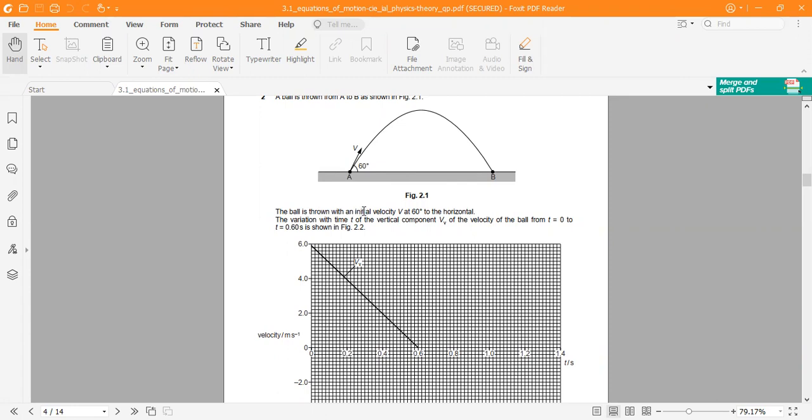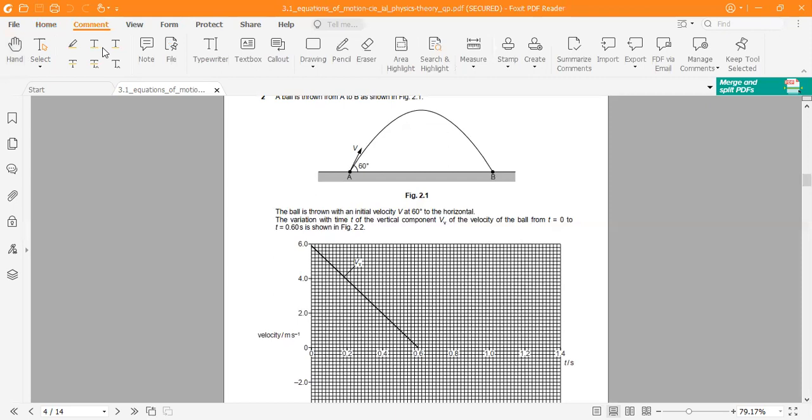The ball is thrown with an initial velocity v at 60 degrees to the horizontal. So basically, this is the horizontal, and at 60 degrees to this horizontal, this ball is thrown. The variation with time t of the vertical component, vv, they have said. Vertical component they have denoted with vv. So what is the vertical component basically?